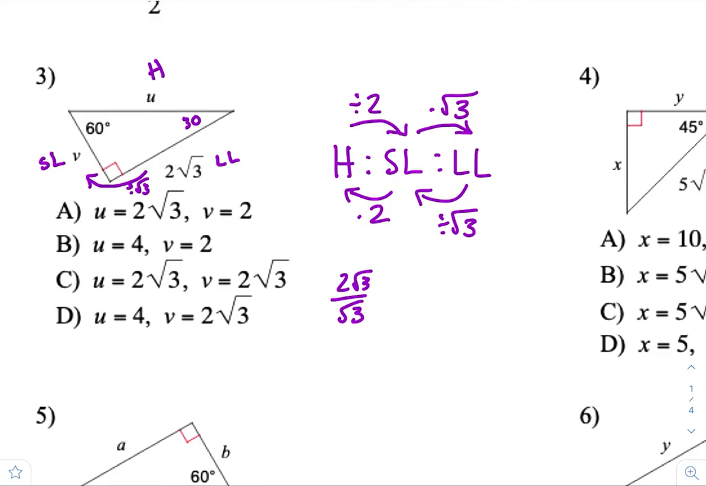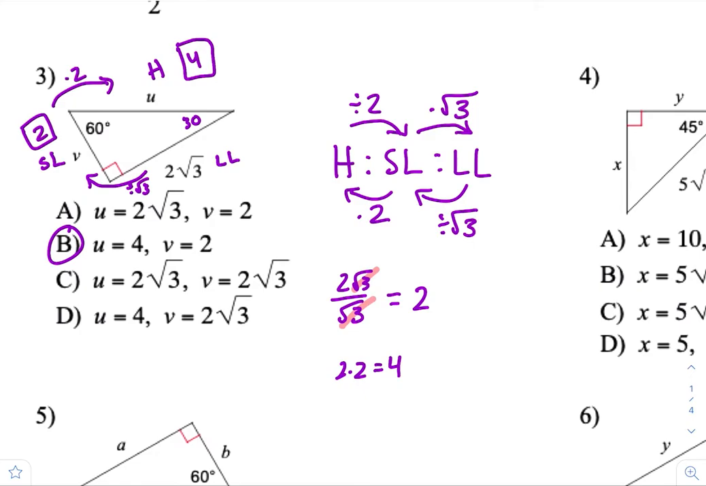Now, fortunately for us, you guys, notice they both have square roots of 3's, right? So normally you guys would multiply top and bottom by square root of 3, but because we don't need to, because we could just cancel these. So that's just going to be 2. So the short leg is 2. Now to go from short leg to hypotenuse, you guys, you multiply by 2. And it says it right there, right? So 2 times 2, you guys, is 4. So our answer is going to be 2 and 4. So V is 2 and U is 4. So that's B.